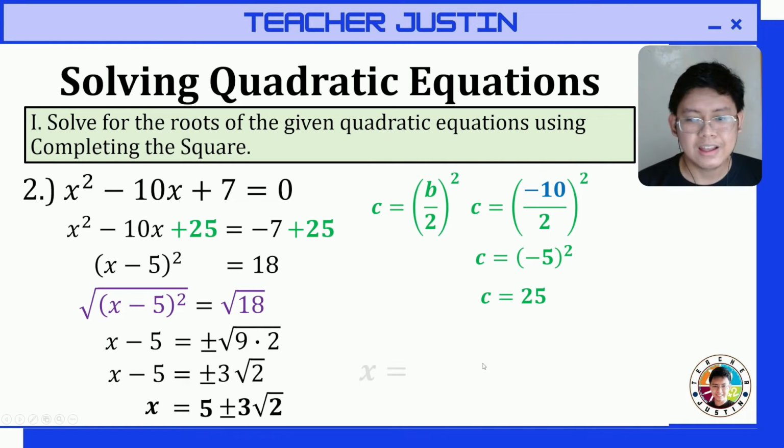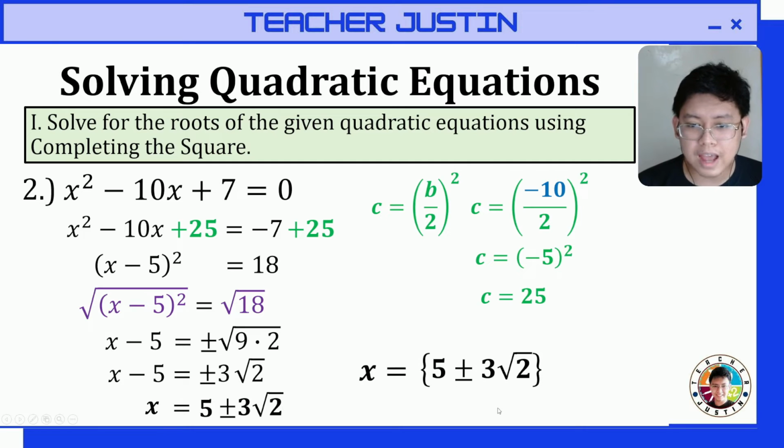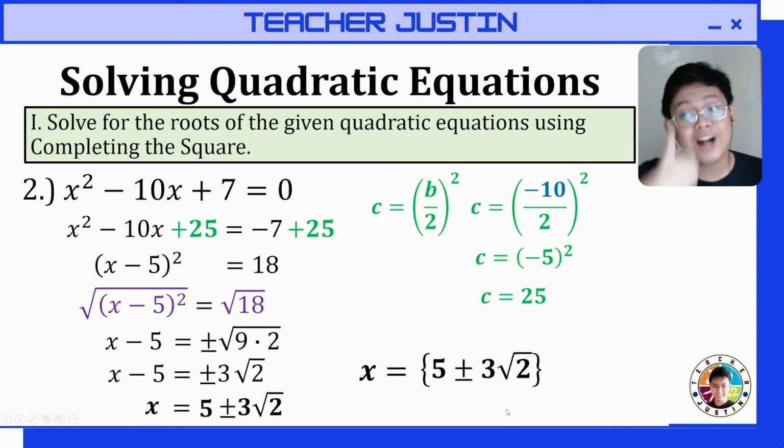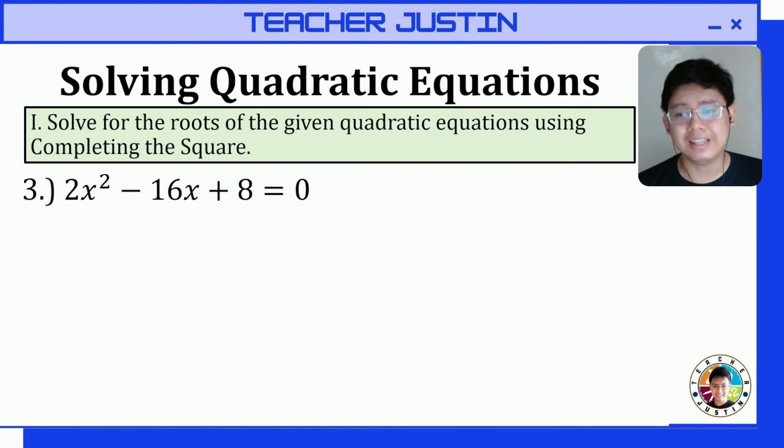And that's it. The value of x is equal to 5 plus 3 square root of 2 and 5 minus 3 square root of 2. Tada! Alright.